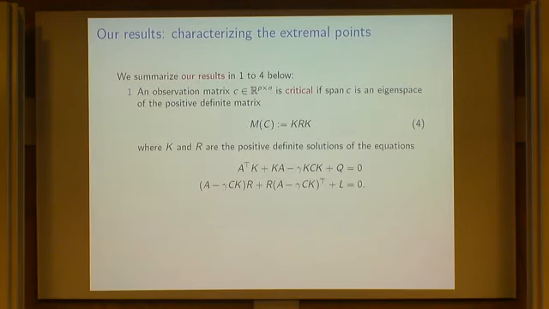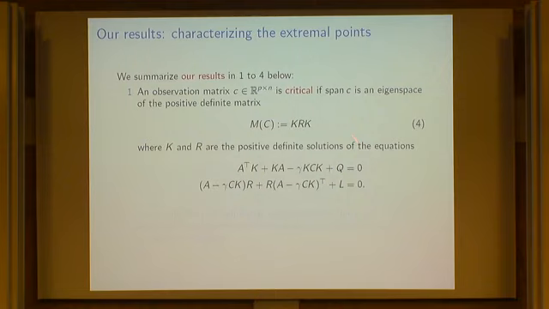Okay, so we're going to show that an observation matrix is critical, so not optimal, critical, if its span is an eigenspace of this positive definite matrix, the product of K, R, and K, where K satisfies this Riccati equation, and R satisfies this equation. So this equation may look a little bit nasty, you see it depends here on R, but it's actually a fairly canonical equation, at least in control. It's a Lyapunov equation. Notice that it is linear in R, and you can find closed form solutions for this equation. So it's not as nasty as it looks.